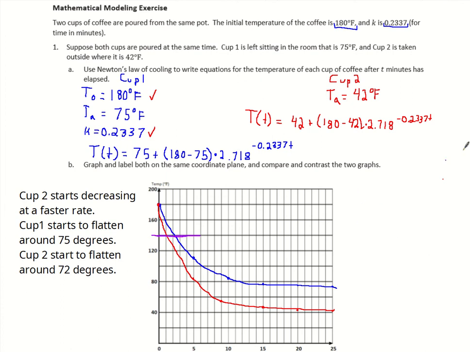So for our cup 2, because it hits first, let's talk about cup 2 first. For cup 2, it's going to hit at right around 1 minute. I'm going to put around 1 minute.